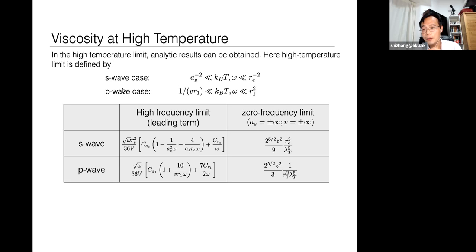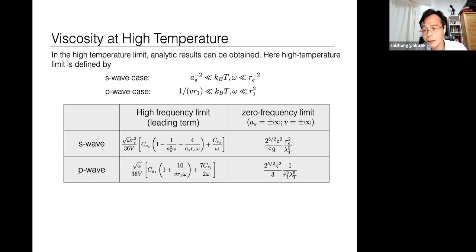So the bulk viscosity of the system in the S wave case and in the P wave case. At least people all know, as I said before, that if you have effective range dependence, then you would expect that the bulk viscosity would essentially take a finite value even at resonance. So here I'm giving you the high frequency limit for both the S wave case and the P wave case, and the zero frequency limit.